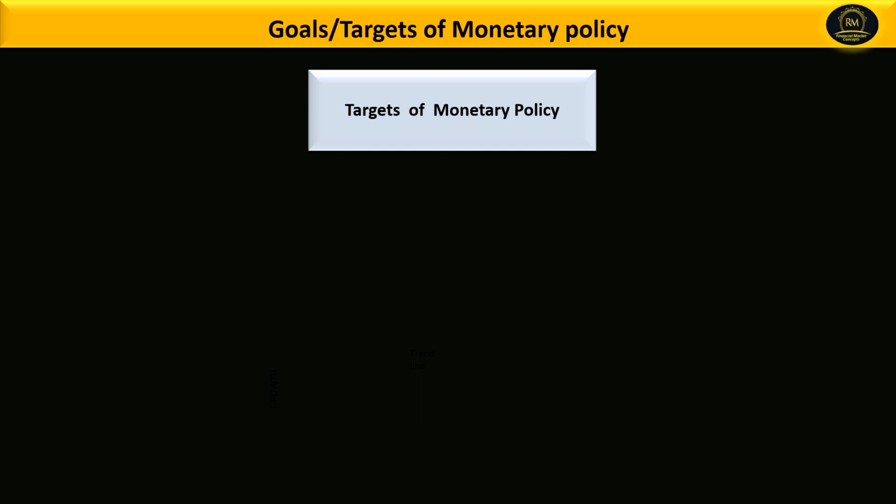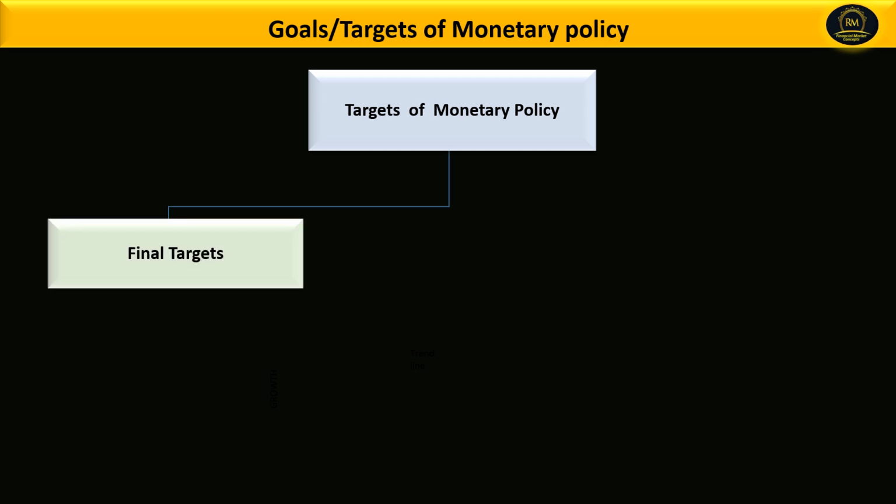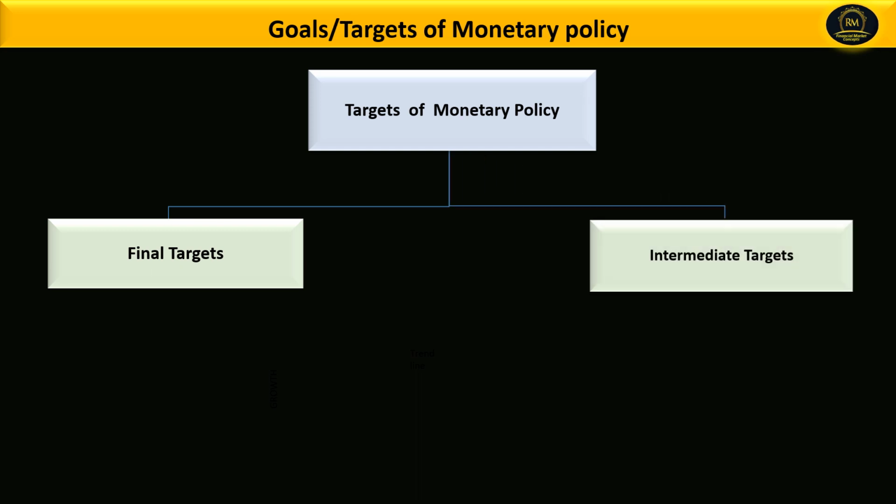We will study these targets of monetary policy under two heads: the final targets of monetary policy and the intermediate targets of monetary policy. This intermediate target of monetary policy is the focus of our present study. What is this intermediate target? Intermediate targets are basically the short-term targets of monetary policy that help to achieve the final targets. We can also say that it is the path for the achievement of the final target, and intermediate target helps the monetary policy makers to meet the final targets.